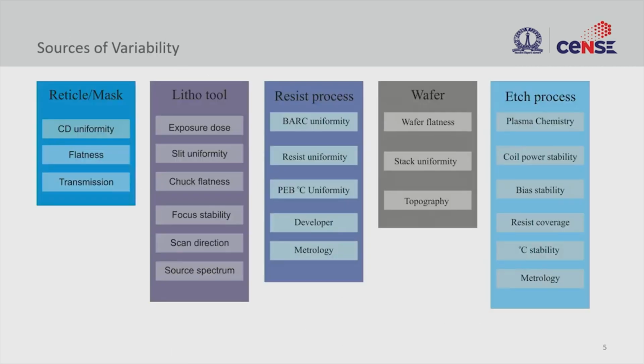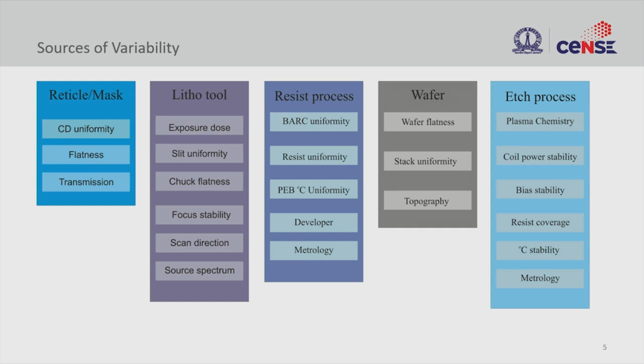So I'm just trying to capture just two processes, right? One is lithography, and the other one is etch, right? So let's look at all the possible things that can go wrong or that can create variability. And if you look at it, everything that goes into the processing can induce variability.